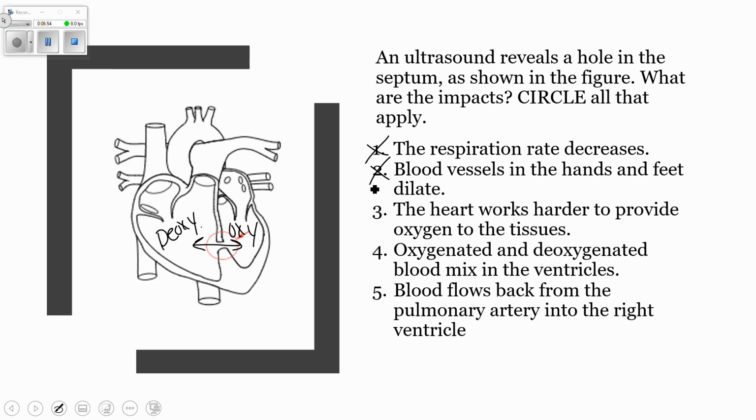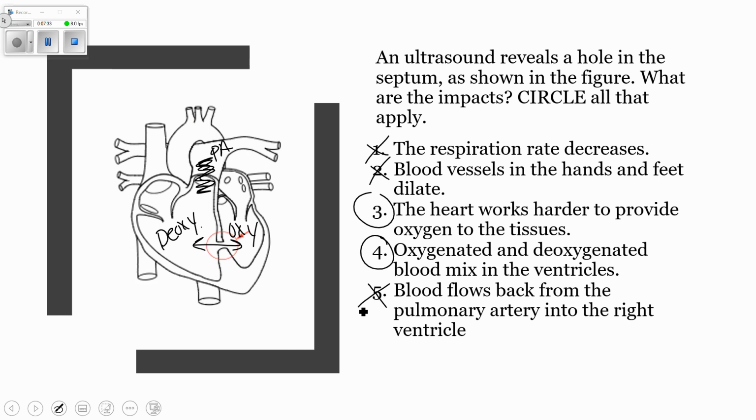Number 3, the heart works harder to provide oxygen to the tissues. That is correct because your brain is sending a signal saying, hey, body parts are not getting enough oxygen. So the heart's going to pump faster and faster in order to get adequate supply of oxygen to them. Oxygenated and deoxygenated blood will mix. That's what we just saw in that picture, so that's definitely true. And then the last one says blood flows back from the pulmonary artery into the right ventricle. Here we have the pulmonary artery right here. And the thing that prevents the backflow is actually the valve. So the septum is not related to that.